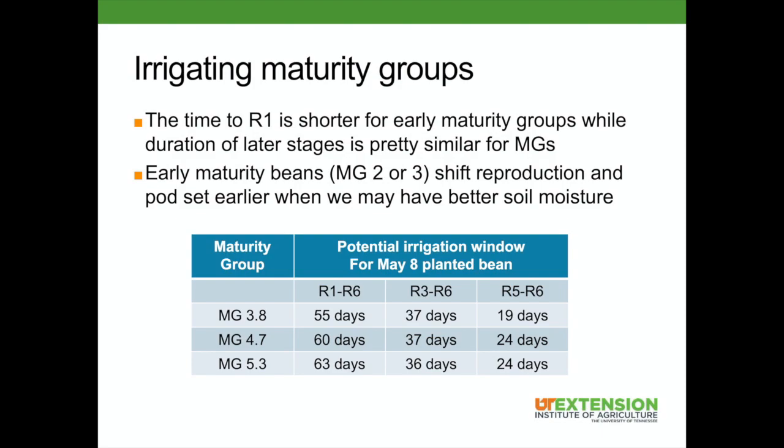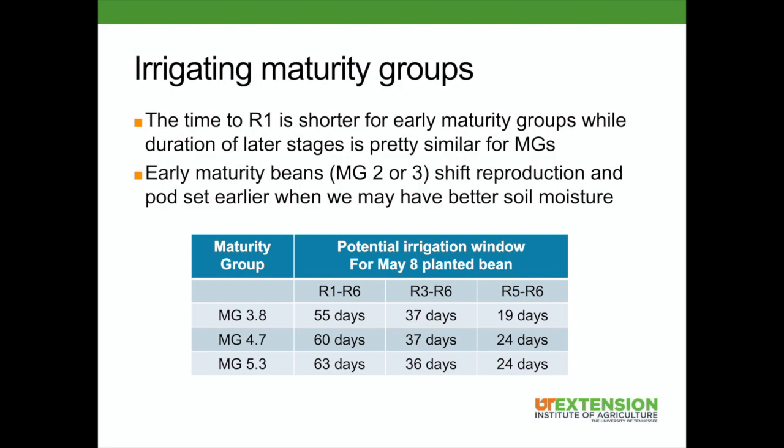I think sometimes we think if we plant a shorter maturity bean, we might not have to put as much water out. And that may or may not be the case. Basically, a group 3 soybean compared to something like a group 5 soybean is going to bloom quicker, so it's shifting reproduction earlier. It's shifting when those pods start to set a little bit earlier.